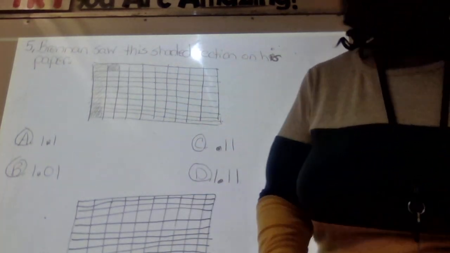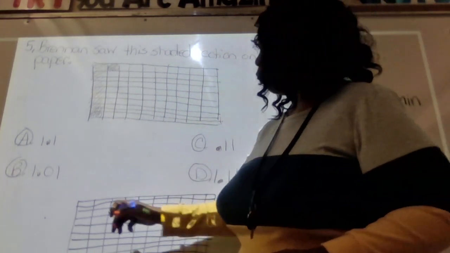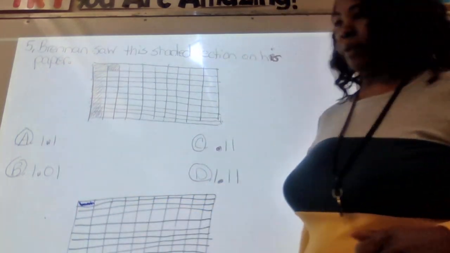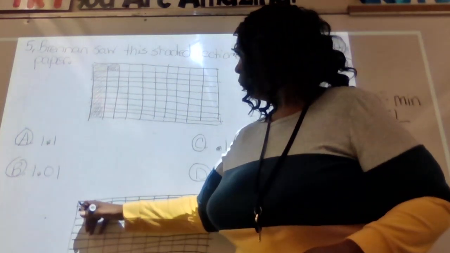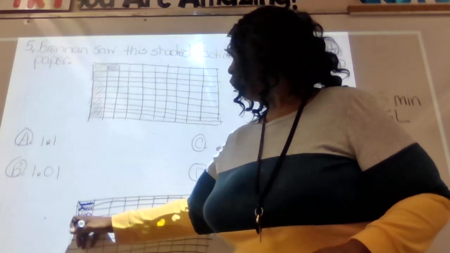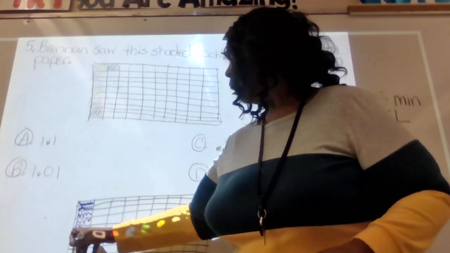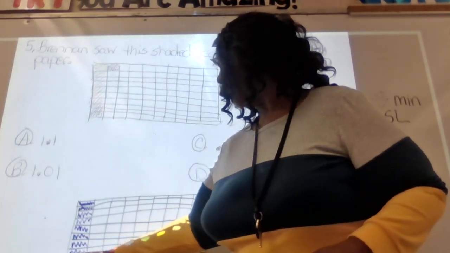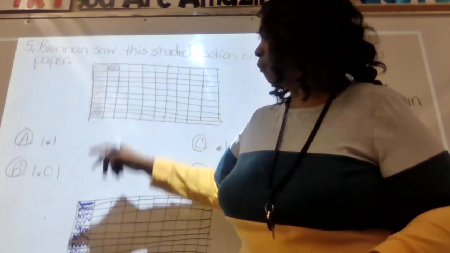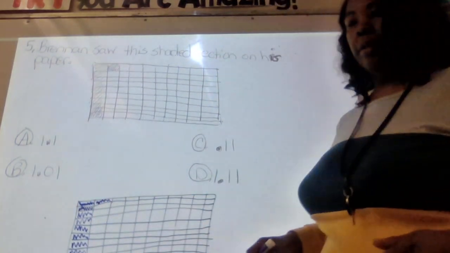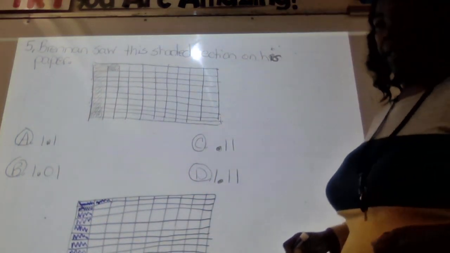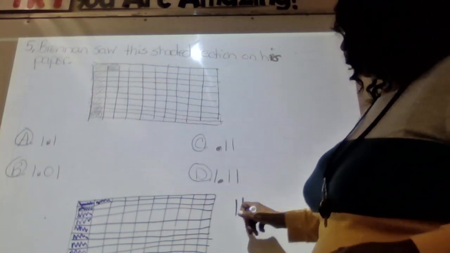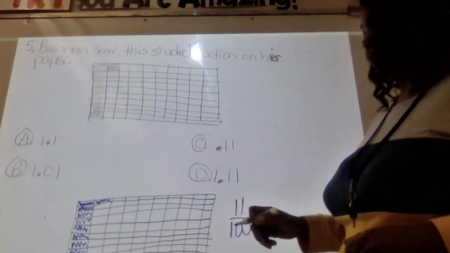So just this one box, let me change colors, just this one box now is worth 1 hundredth. So this is 2 hundredths, 3 hundredths, 4, 5, 6, 7, 8, 9, 10, 11 hundredths. So it's 11 hundredths. It's 11 out of 100 boxes. This is how we would write it as a fraction.